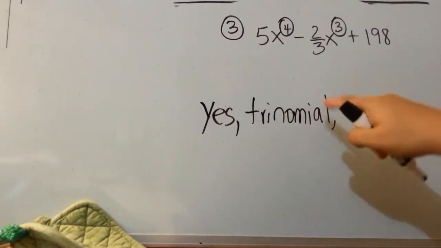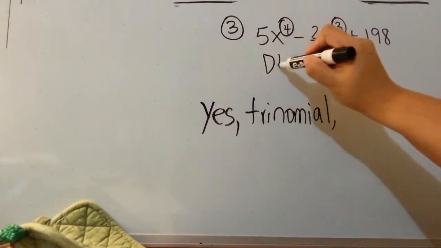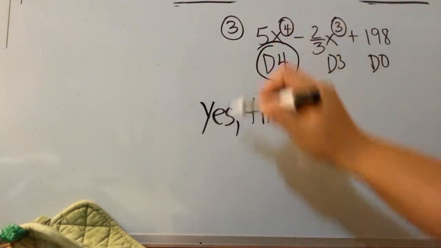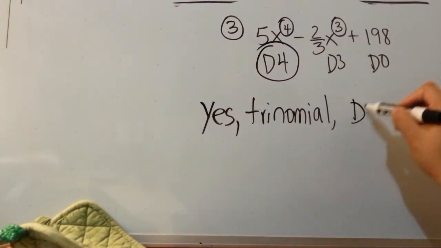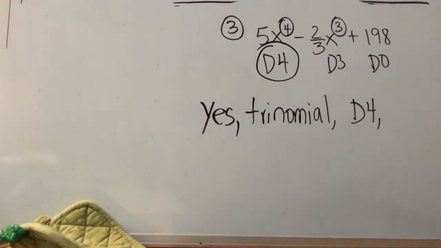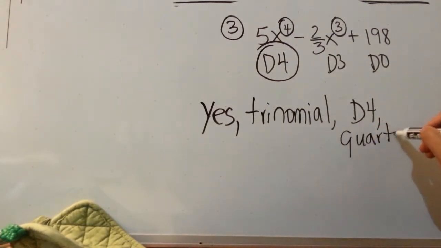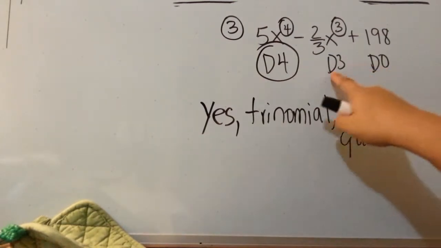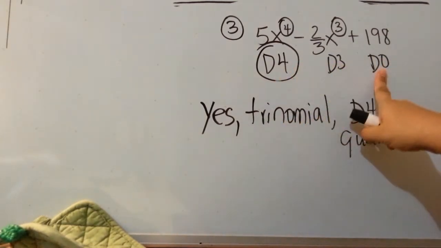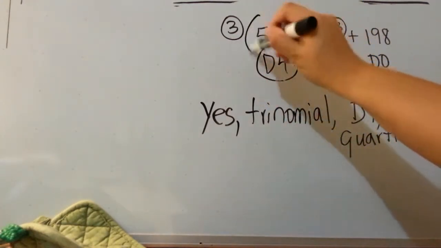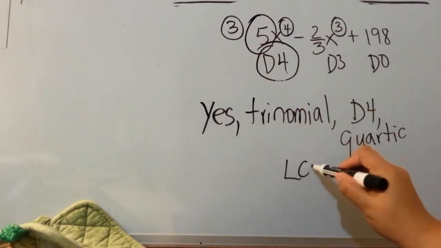What's the degree? Well, this is degree 4, this is degree 3, and this is degree 0. Who wins? Degree 4. What do you call a degree 4 polynomial? You call it quartic. And what's the leading coefficient? Well, which one has the highest degree? 0, 3, or 4? 4 is bigger, so the leading coefficient is 5.